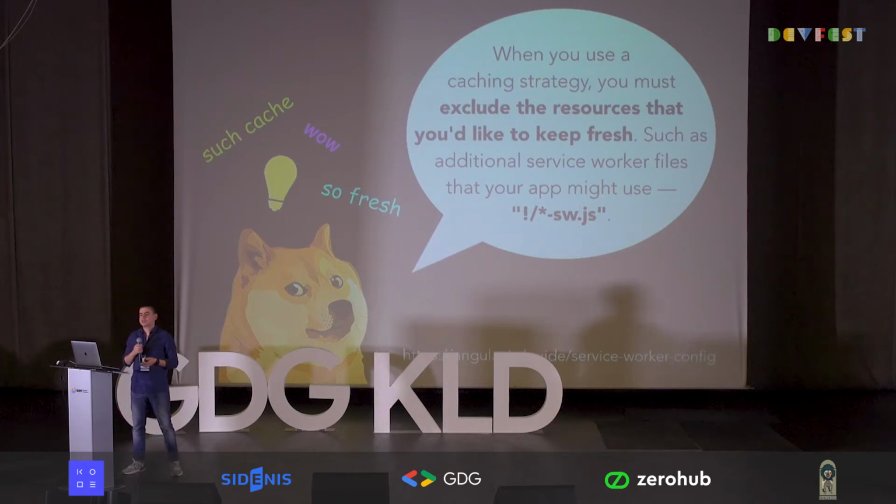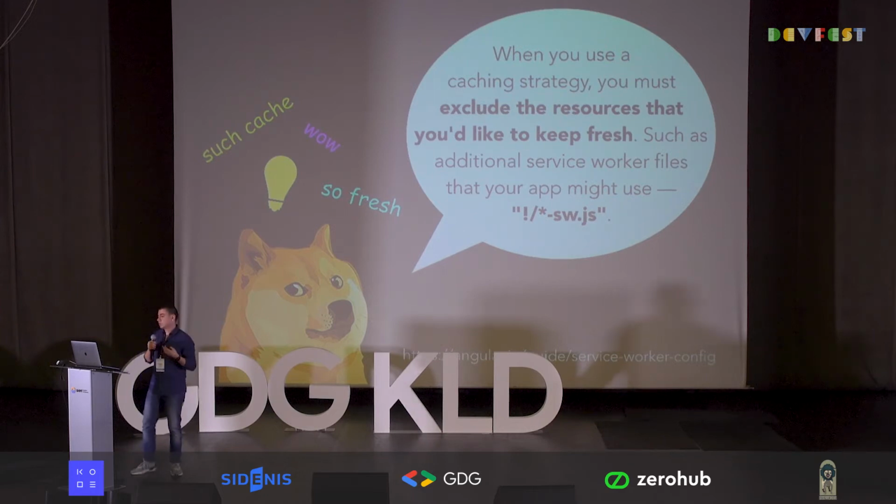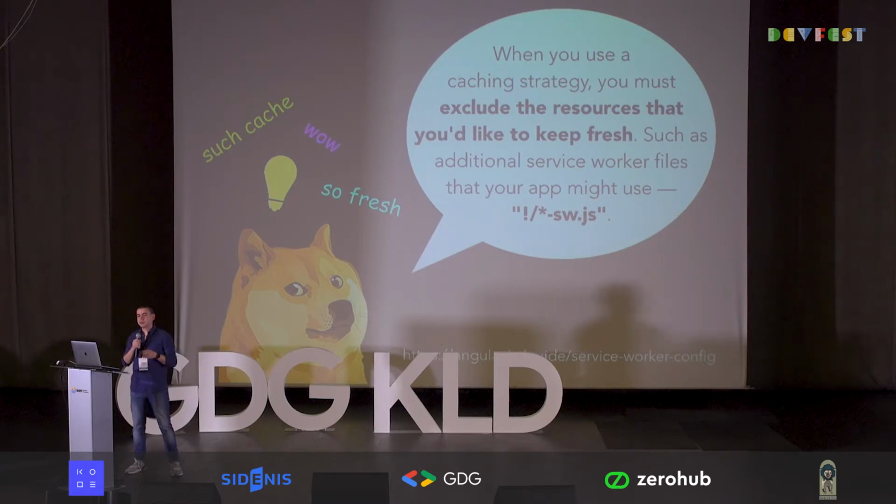When you use a caching strategy, you must exclude the resources that you would like to keep fresh, such as additional service worker files that your application might use. And you can use glob-like patterns like this one, exclamation mark slash star dash sw.js. Then it will exclude all the files ending with dash sw.js.